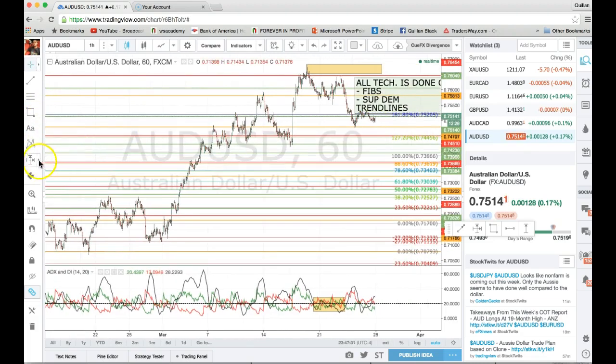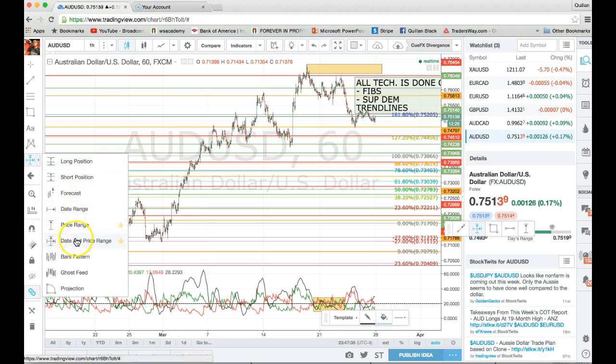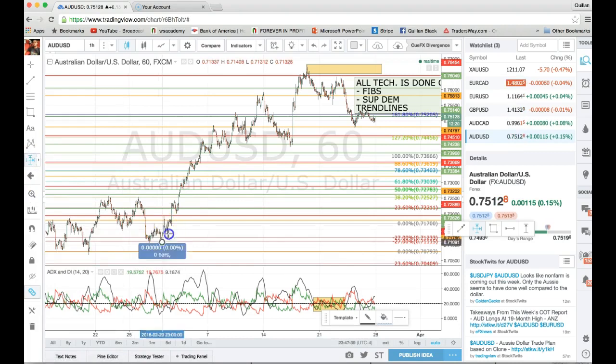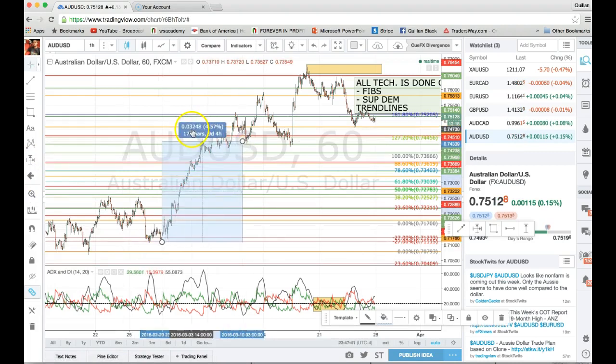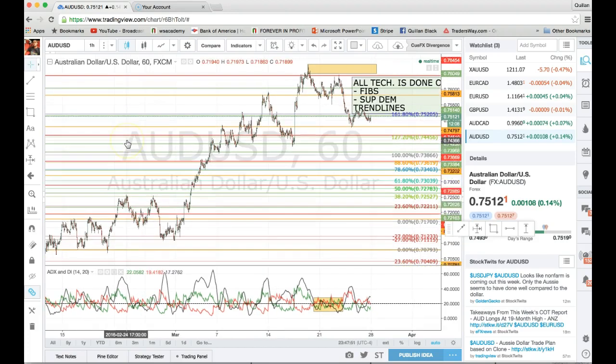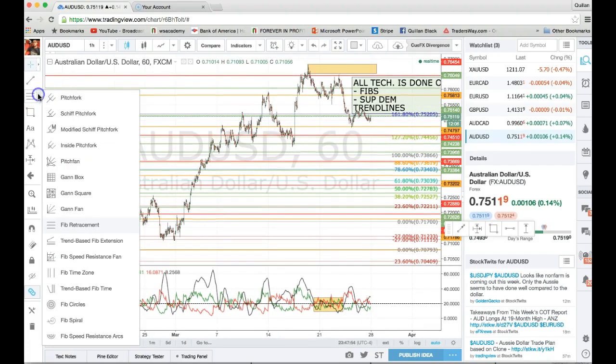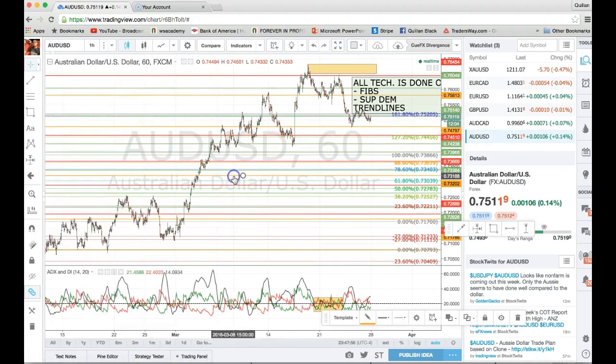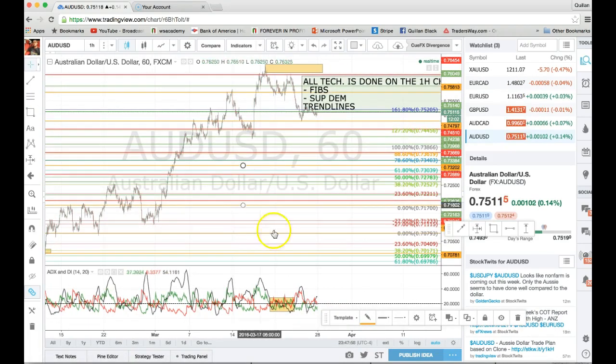And to measure your price, you click right here. Click this one, date and price range. Click it, and then you can drag it, and you can measure the amount of points the market moved, the amount of bars, how long it took, everything else. Okay, I'm trying to remember what else I'm asked pretty often on critiques. What else? But I think that is about it, guys.